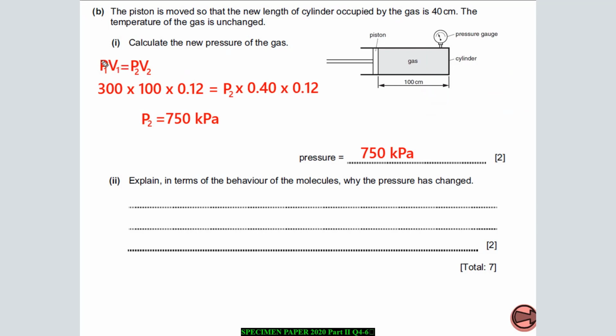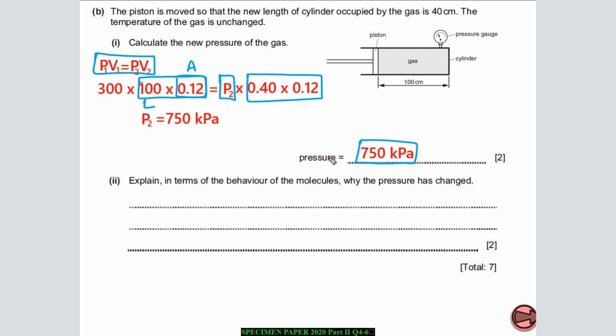This is simply Boyle's law, a very common formula. You need to remember this one. So this is P1 V1, and you can see this is the volume. Even here we just use L, because on both sides the cross-sectional area will be cancelled, and this one is the L. Here again this is the volume, this is V2, and what we need to find out is P2. If we multiply and solve, we will get our final answer. So this is the new pressure.